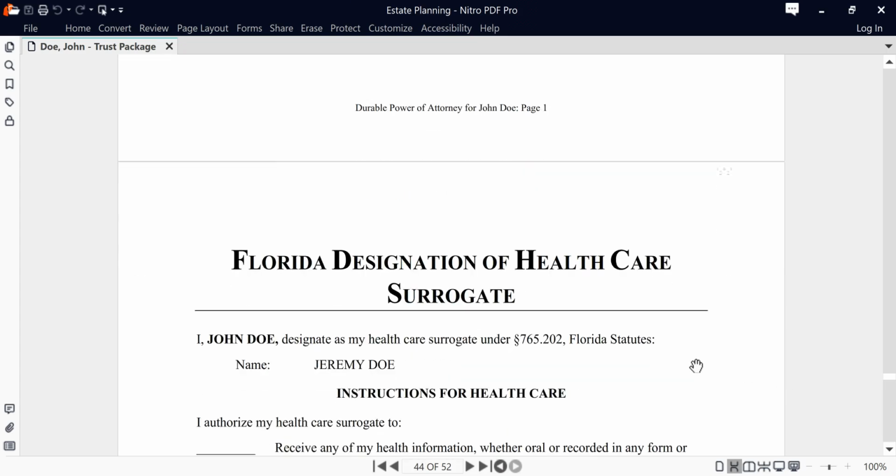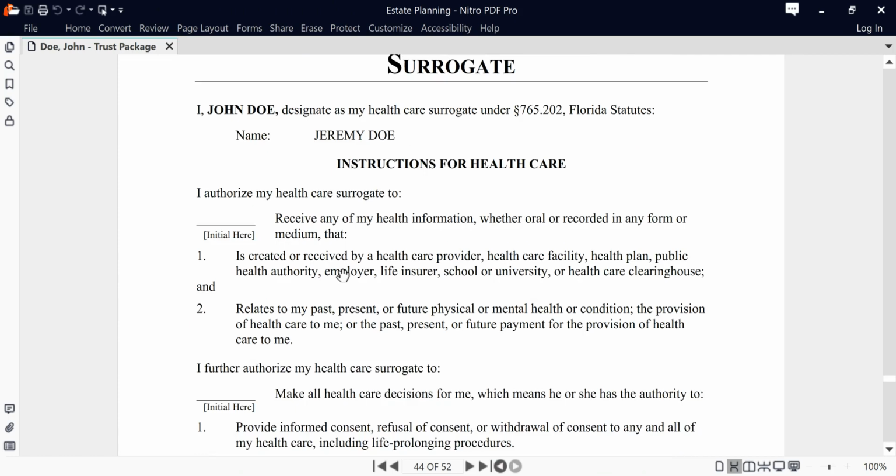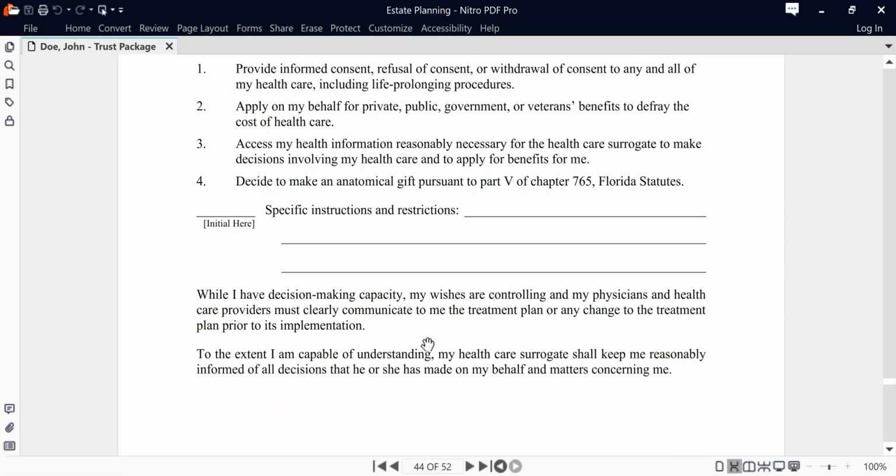And then the next up that you'd normally see is a health surrogate, which is similar to a power of attorney, but it's for health decisions. So who would talk with your doctor, who would help with a procedure in a medical emergency. They're going to initial these two right here in all circumstances. Those are the basic powers that are being authorized.